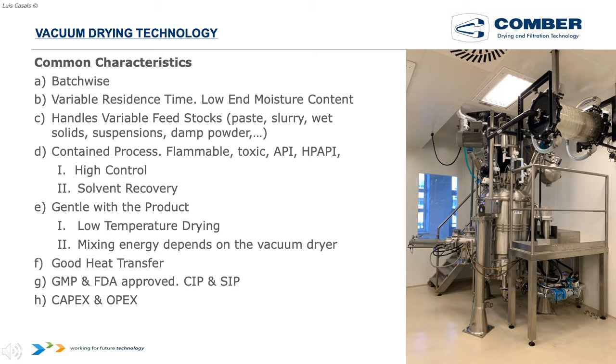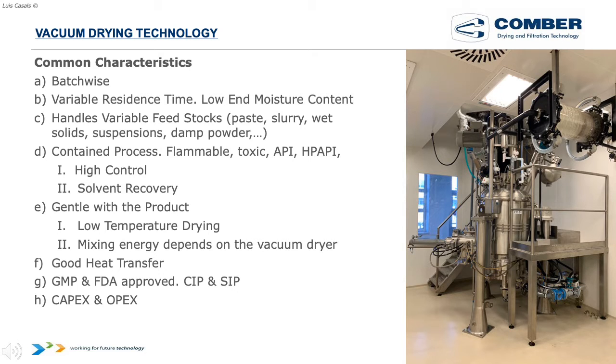As we work under vacuum, this is a really contained process. Because of this, it is suitable for flammable and toxic products. This is quite a common technology for API manufacturing, even high potent API. As a contained, tight process, it's easy to control. And of course, we can recover all the solvent we remove from the solid.